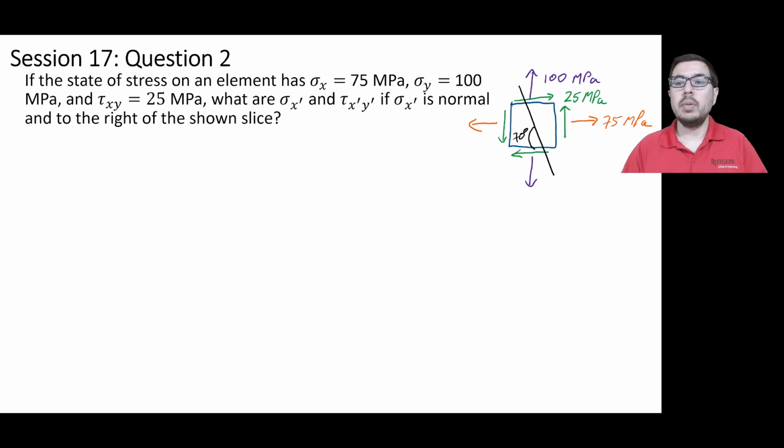In this problem, we have the state of stress given to us on an element. Sigma x equals 75 megapascals, sigma y equals 100 megapascals, tau xy equals 25 megapascals. And we see that there is a slice with an angle defined in this bottom rightish corner of a triangle, and that angle is defined as 70 degrees.